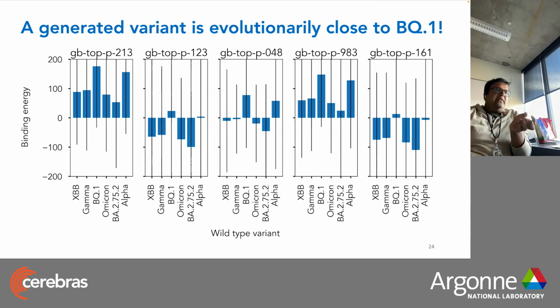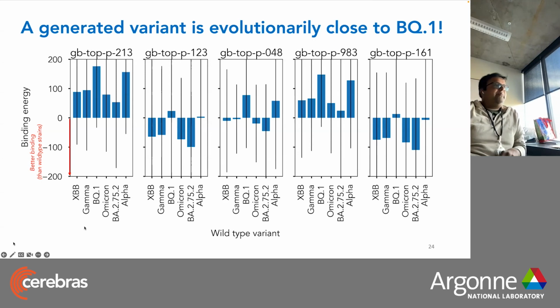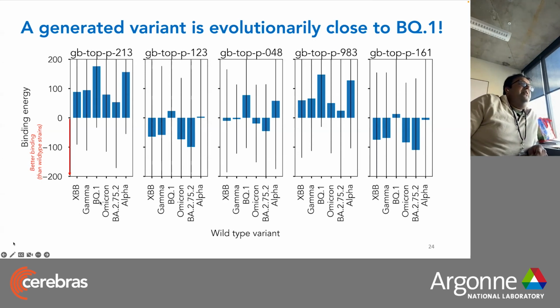And one of the sequences that we actually generated had better binding to the ACE2 receptor, which is shown by these MD simulation calculations, where you can see we can compare these generated variants. So GB top P213 or 123 and so on are the generated variants. And we are basically comparing them to alpha, beta, gamma, delta, and omicron sequences to see how far or how close they are in terms of the binding.